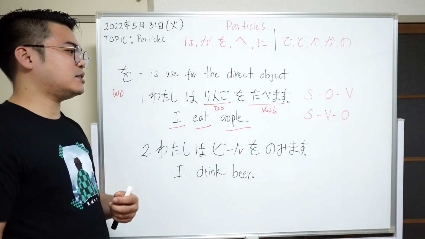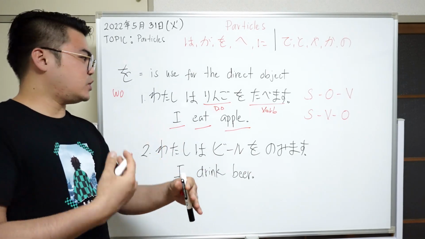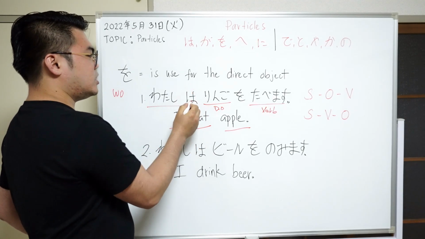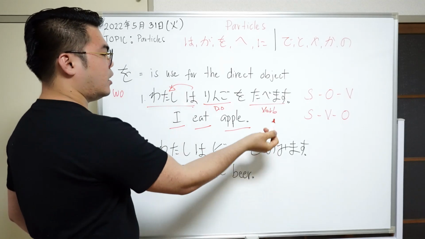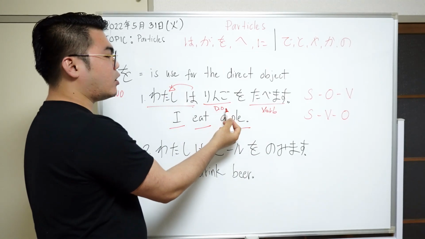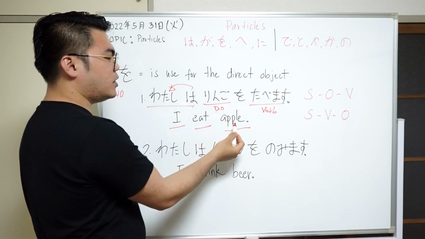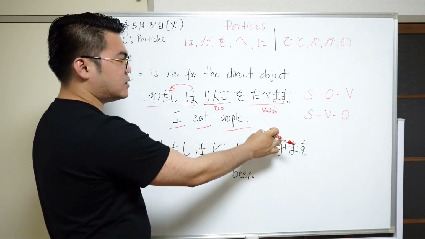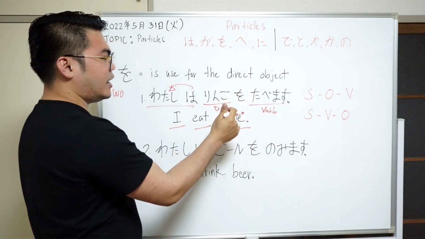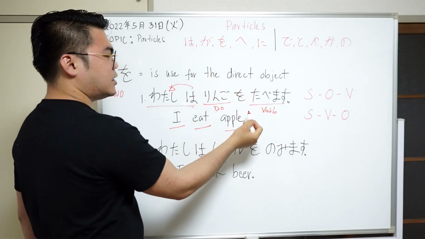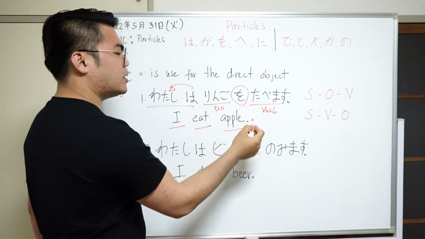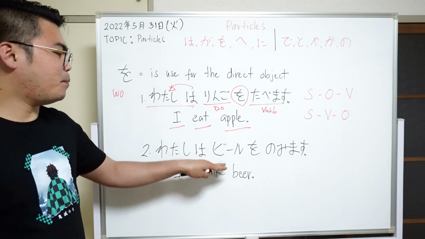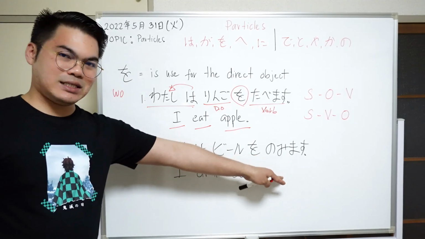But in Japanese, it's the opposite. Subject: we use here the particle wa, which is the topic marker. And we have a noun or direct object, which is ringo. Ringo means apple. And we have the verb at the end of the sentence. So in order to indicate the direct object of the sentence, we use the particle o.